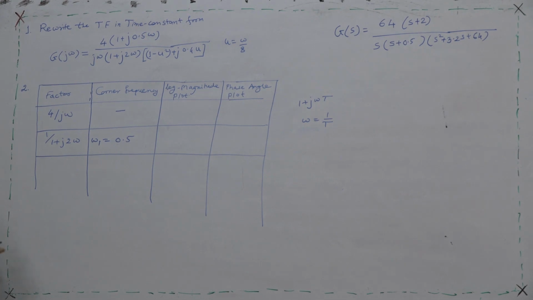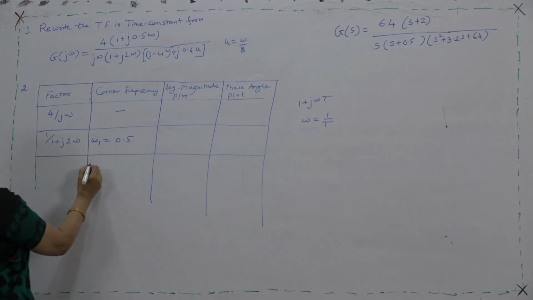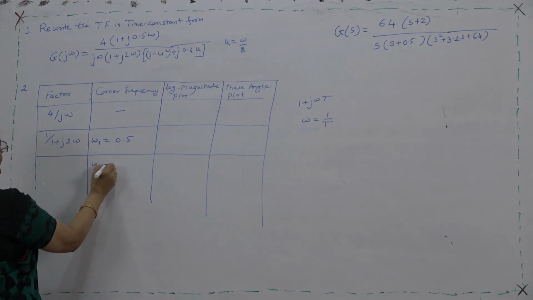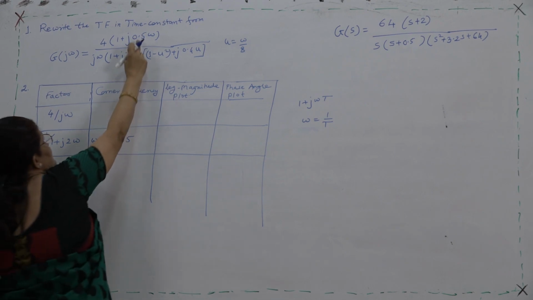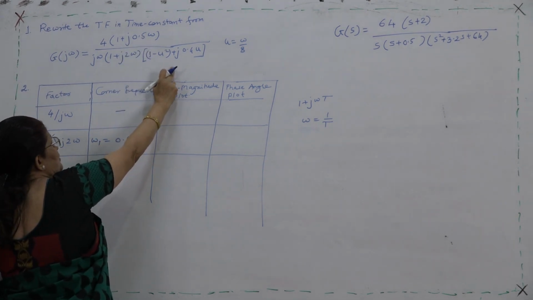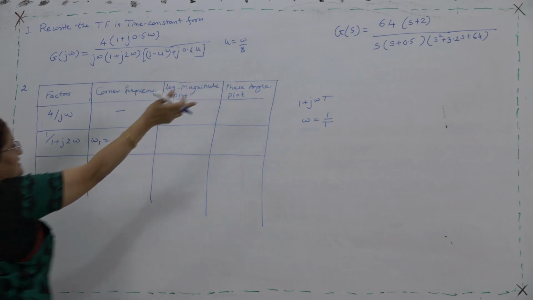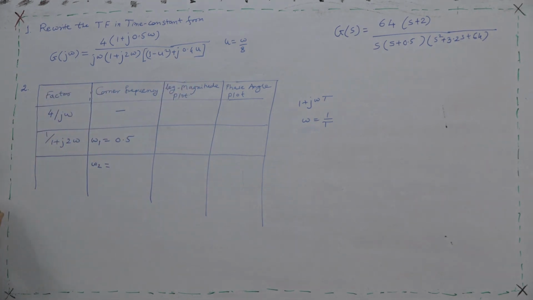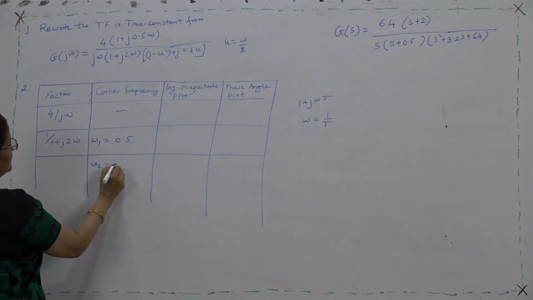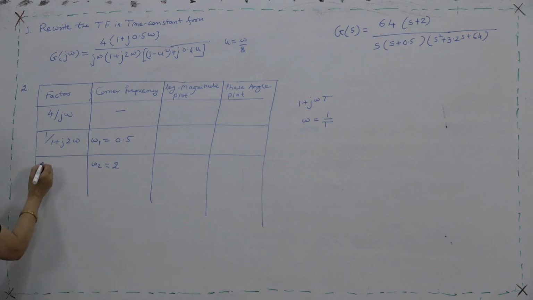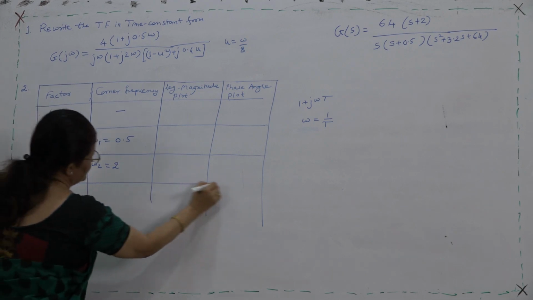So, this is the main thing which you have to remember, that corner frequencies should be in ascending order. Next, consider corner frequency. For this it is 2, for this u is 1, that is omega is 8, that is your corner frequency. So, you have to consider omega 2 is equal to 2, that is 1 plus j 0.5 omega is the next term which you have to consider.